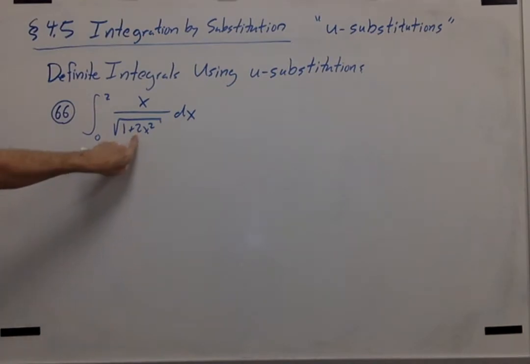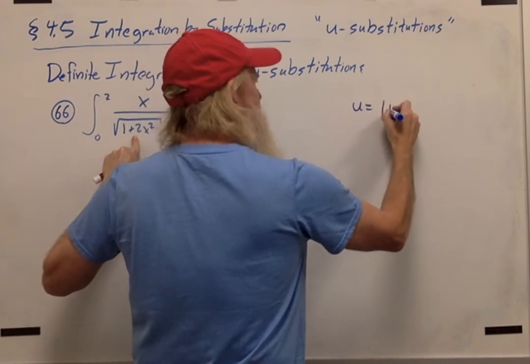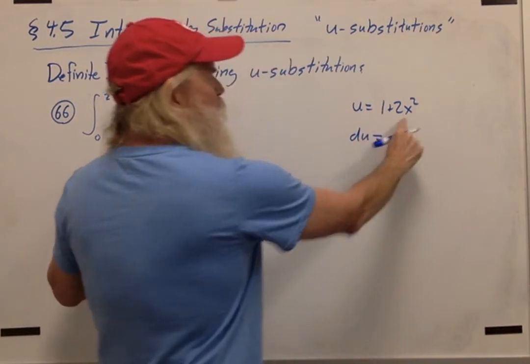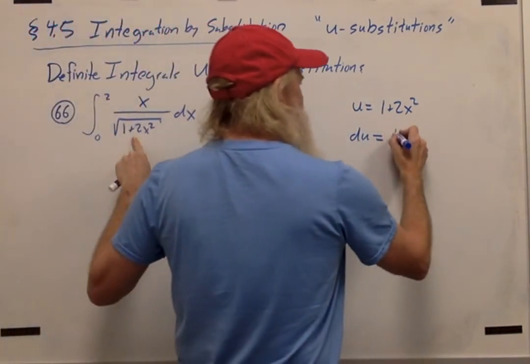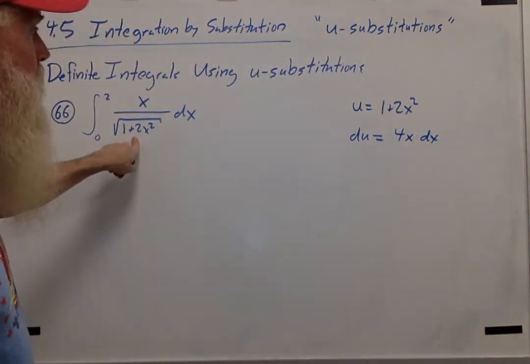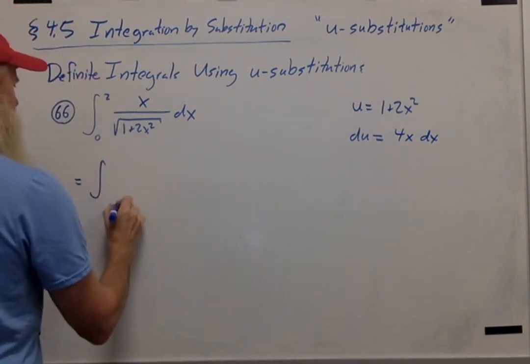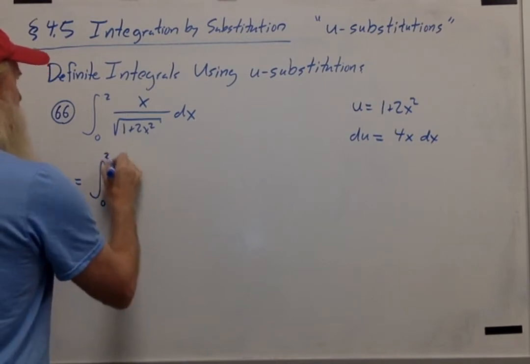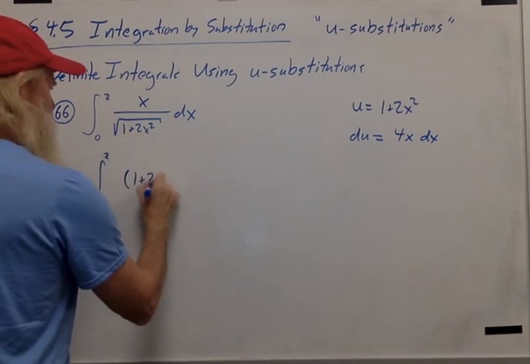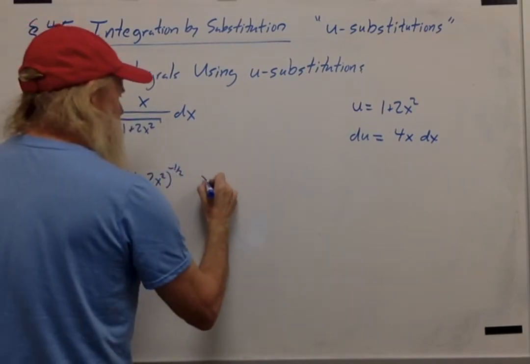So I see 1 plus 2x squared inside a square root, so I'm going to use that as my u. In calculating the differential, the derivative of 1 plus 2x squared is 4x, and then I multiply by dx to make it a differential. So I have an x dx. Let me rewrite this so that my substitution will be a little bit more obvious. I can write the 1 over square root of 1 plus 2x squared as 1 plus 2x squared to the negative 1/2 power, and I'll write the x over with the dx.